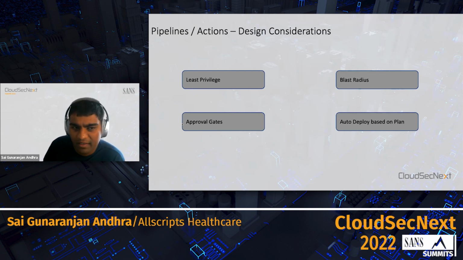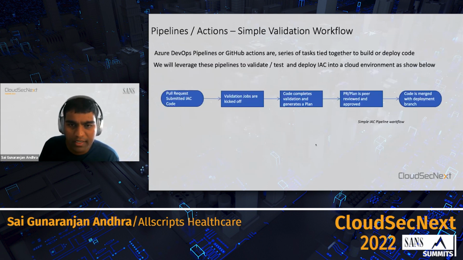So these are some high-level design considerations for pipelines. The next is going to be a simple validation workflow. This is going to take you through the process of what happens when a PR is submitted.